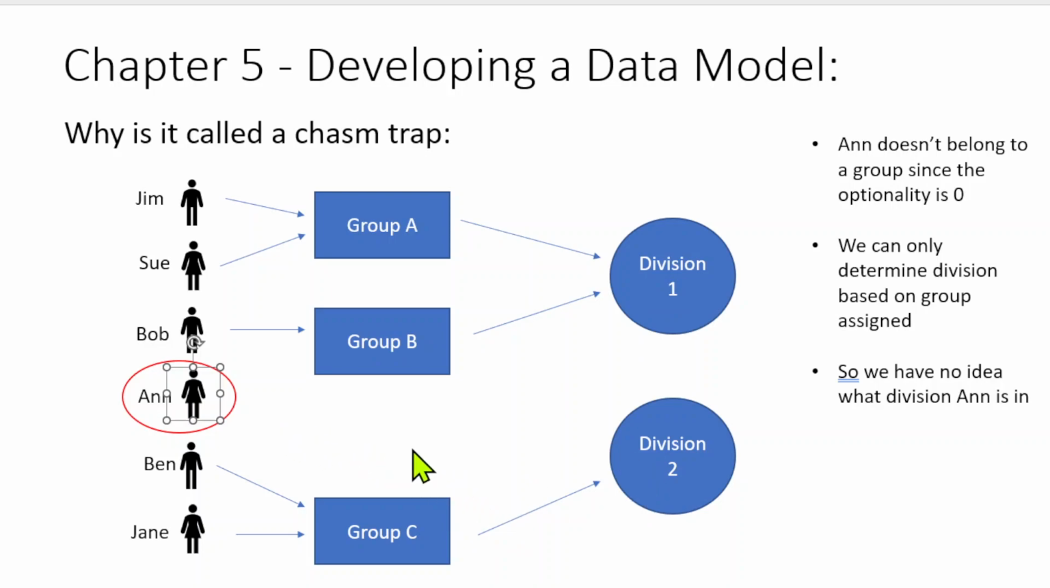But if she's not part of a group, she may be part of a division, just not part of a group, maybe not required. But there's no way for me to infer it based on this data model. So we would have to try a different approach. Okay.